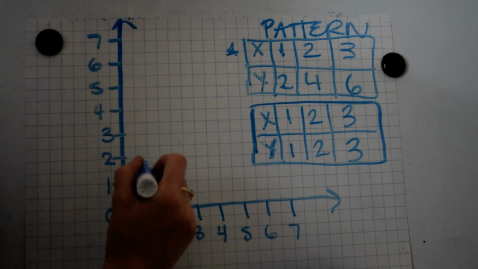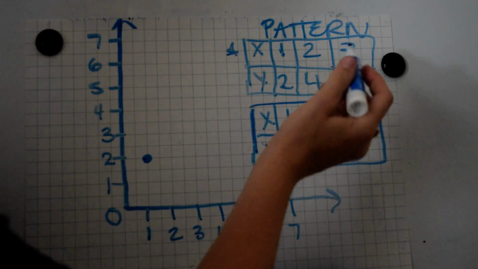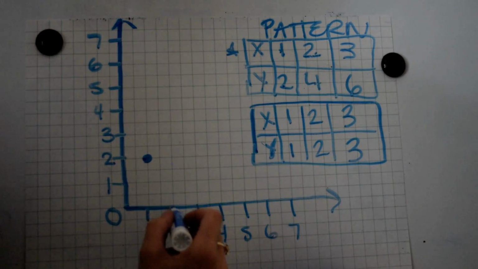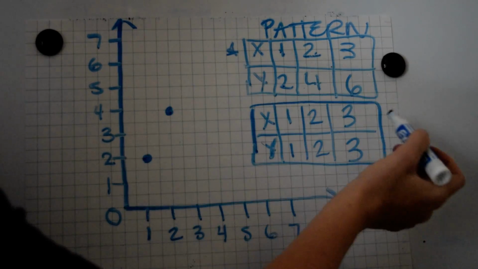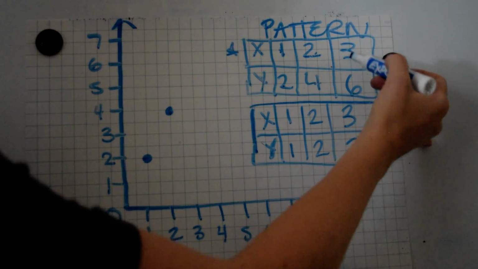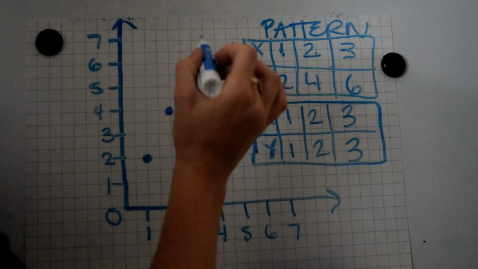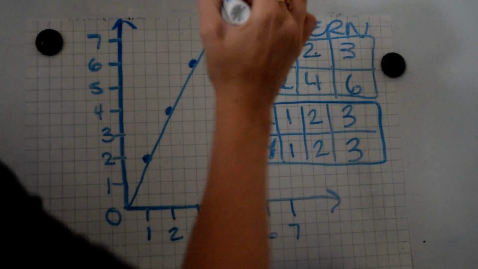So that would be 1, 2, and then plot a point. My next one is 2, 4. So it would be 2, 4. My next one is x-axis 3, y-axis 6. So 3, 6. So I'd go 3 and up to 6. And then I'm actually going to draw a line straight through it.